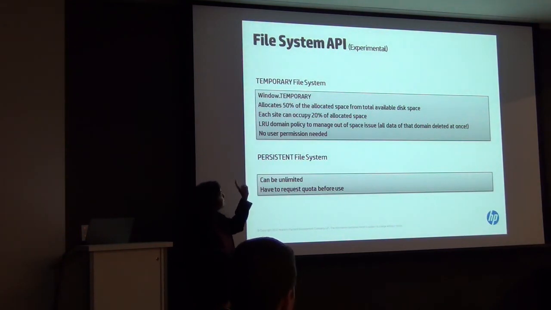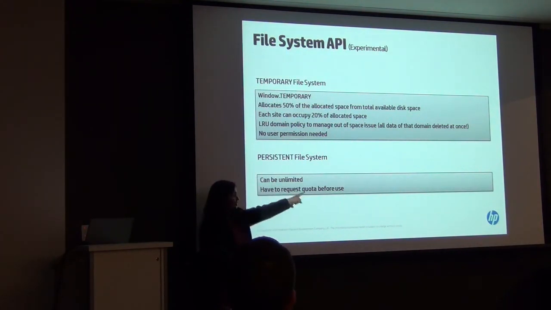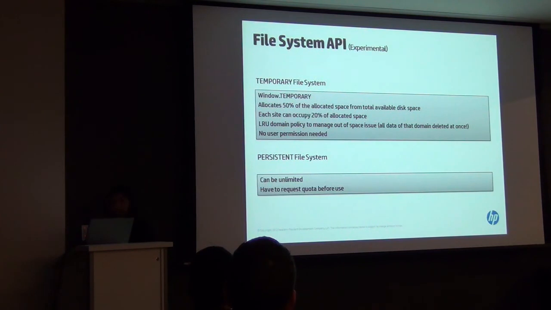You can either request temporary storage, the storage that you do not care about or do not rely upon being there when you need it. So you can have temporary storage and the browser can delete it anytime it's running out of space. And then there is persistent file system. Temporary file system can have up to 50% of available disk space. However, persistent can have unlimited data.